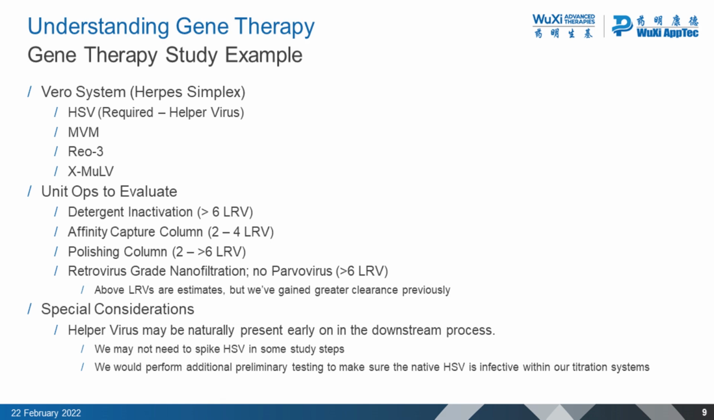We do look at MVM as a model parvovirus, as well as Reo3 and XMuLV, which are, in addition to being analyzed in the gene therapy space, also standard viruses in a mAb evaluation. Some unit operations that we do evaluate, again, are detergent inactivation, where we can see greater than 6 logs of reduction. Affinity capture column, where we see anywhere from 2 to 4 logs of reduction. And 1 or many polishing columns, each with 2 to greater than 6 logs of reduction.